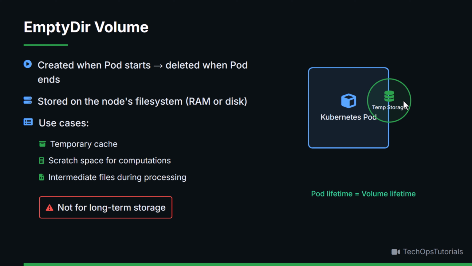If you look at the diagram, the temp storage bubble is attached to the pod. Exactly why we say pod lifetime equals volume lifetime. When the pod goes away, this storage goes with it. A simple way to think about the EmptyDir: it's like a scratch folder on your desktop. It is handy while you are working, but you don't rely on it to keep important files forever. Next, we will see HostPath, which can keep data on the node even after the pod is gone.